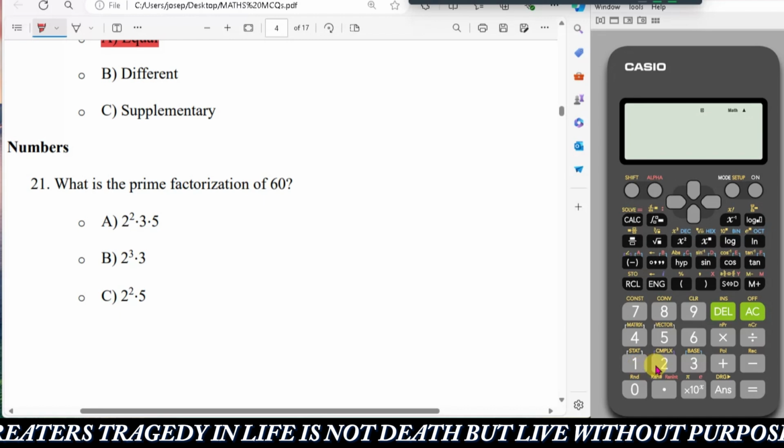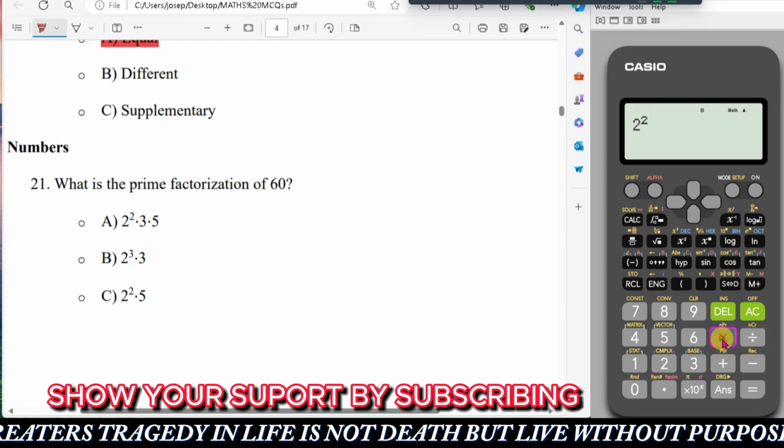If I'm testing with C, starting with C, 2 squared times 5, will it give me 60? It's 20, it's not 60. If I pick A, 2 squared times 3 times 5, yes, that is 60. So A is the possible answer.